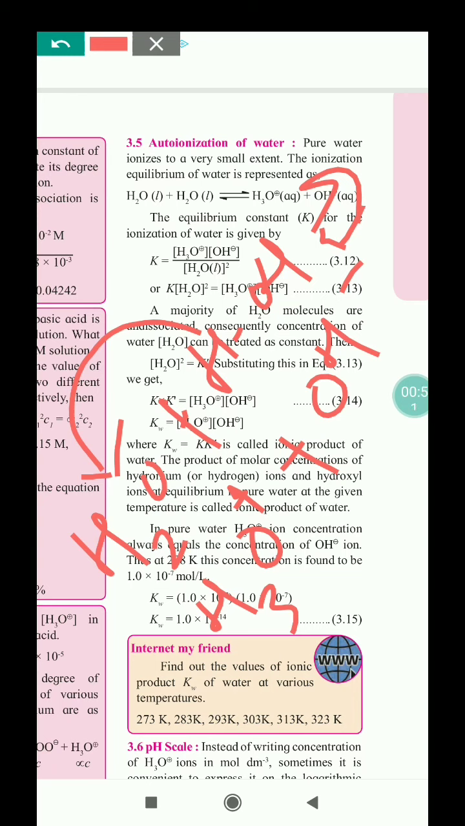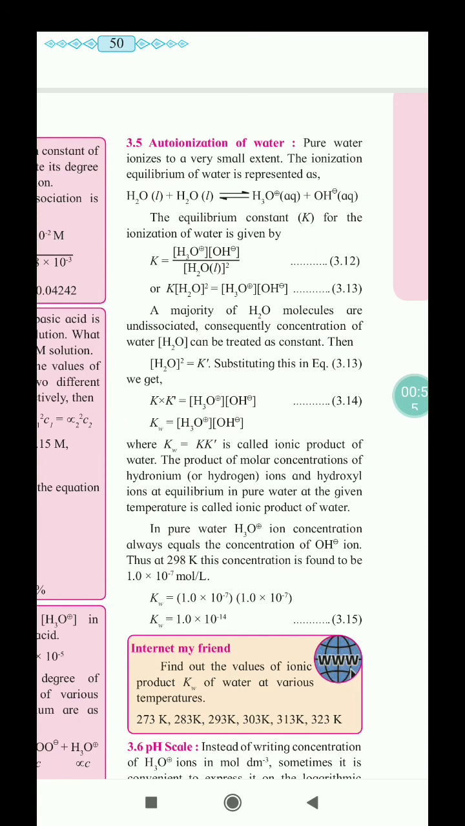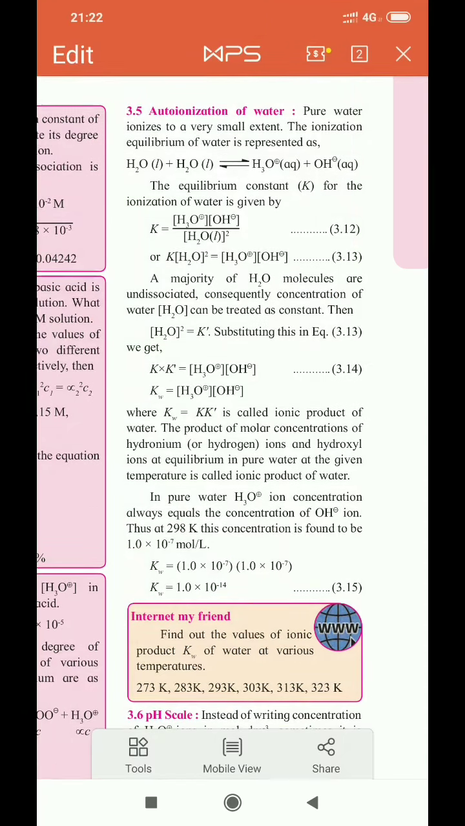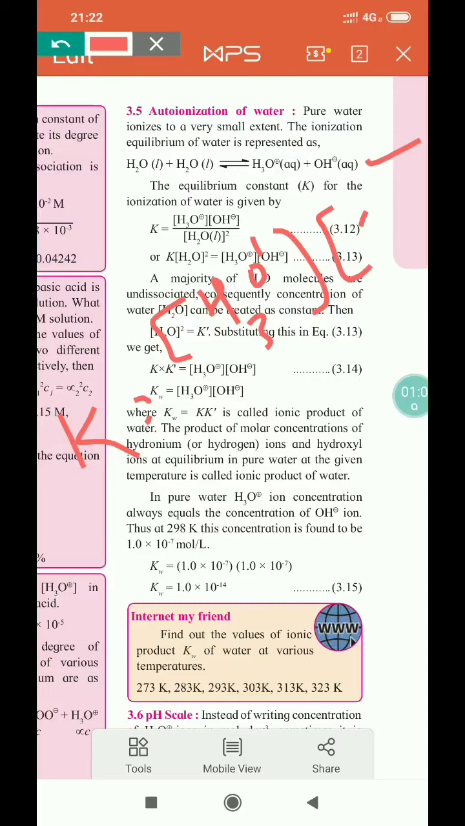Equilibrium constant for the ionization of water is given by, for this equation, by applying the law of mass action we get K is equal to concentration of hydronium ion into concentration of OH negative divided by concentration of unionized water molecule.